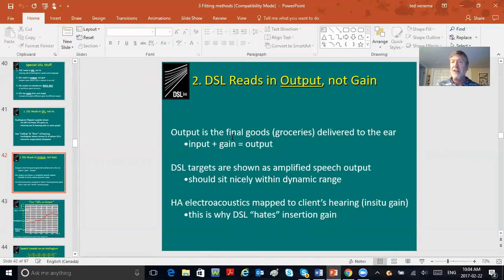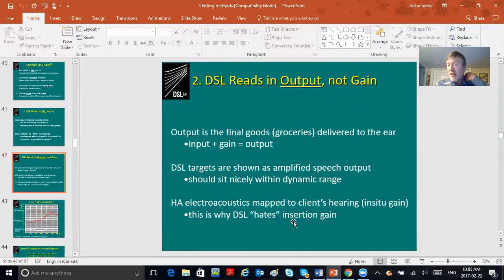It's a relative thing because I can give that 50 dB of gain to a soft input, an average input, or a loud input. It's relative. DSL targets are shown as amplified speech output targets, and this should sit nicely within the dynamic range. And DSL doesn't like insertion gain. They hated it. And here's why.